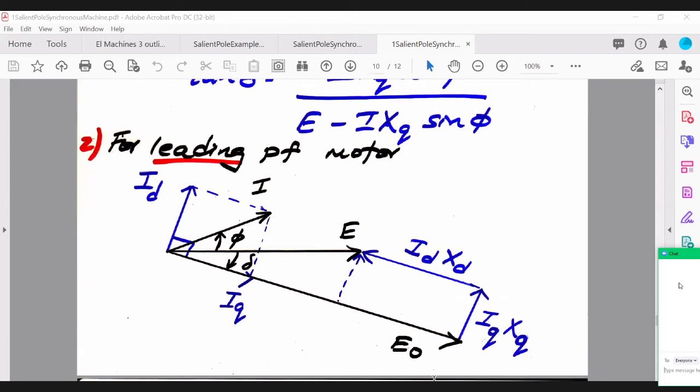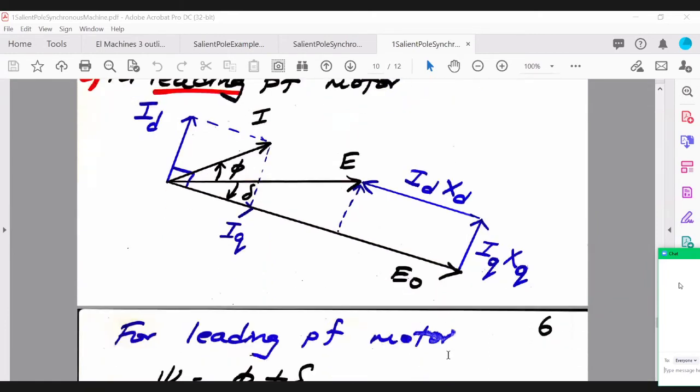So you can see the equation for the motor will be the terminal voltage, right, minus Id jXd plus or minus Iq jXq will give you E naught, okay?